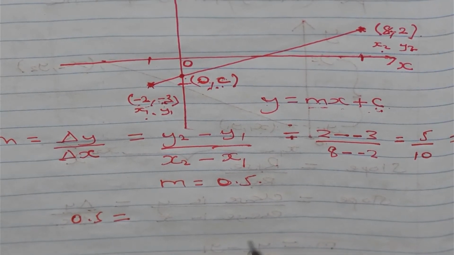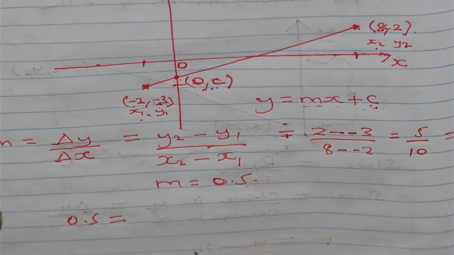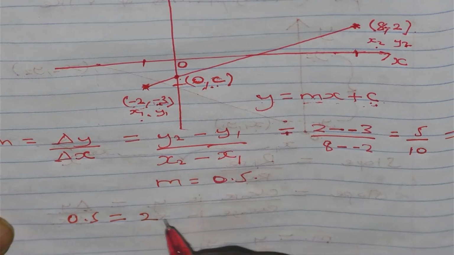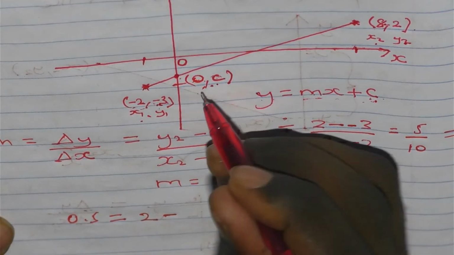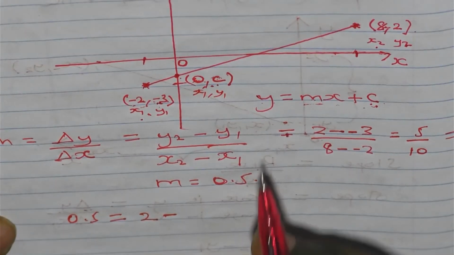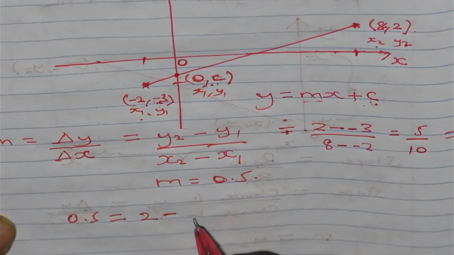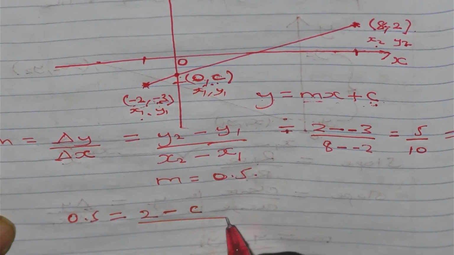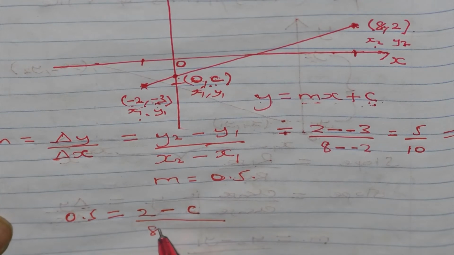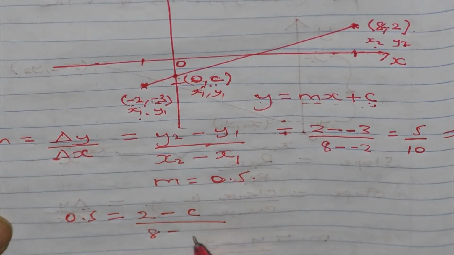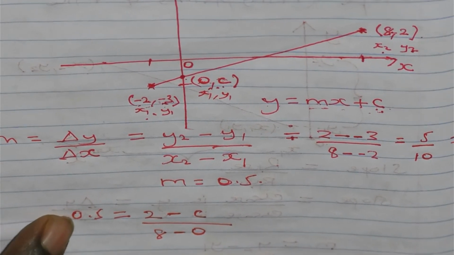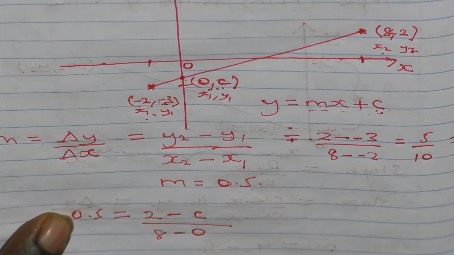I believe we are. So when we take the y2 to be 2, we're just feeding values, minus y1, this is now our x1, y1, minus y1 to be c, which we are looking for, all over our x2, which is 8, minus our x1, which is 0, will give us what? Will give us the gradient, or the rise over run, or the slope, which is 0.5.